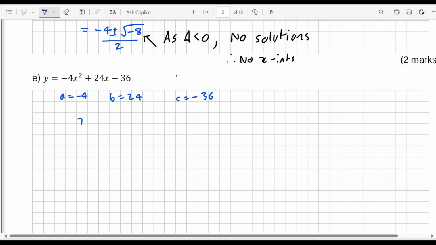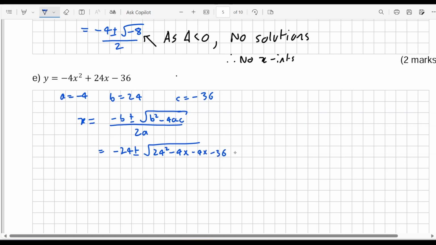It is also possible to sum and product this, and technically it's easier, but it's not entirely obvious. Well, like first you have to pull out a common factor and it might get a bit messy. So if you're not sure, just jump straight to the quadratic formula. So that's going to give you minus 24 plus or minus square root of 24 squared, take 4 times minus 36, all over 2 times minus 4.